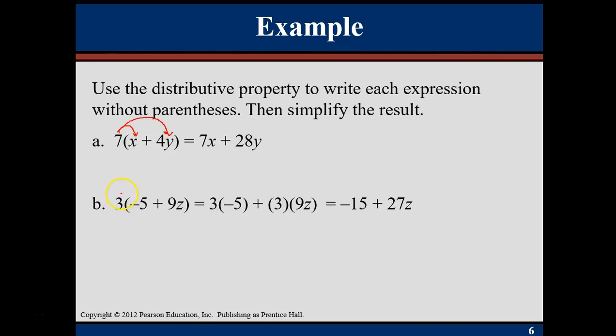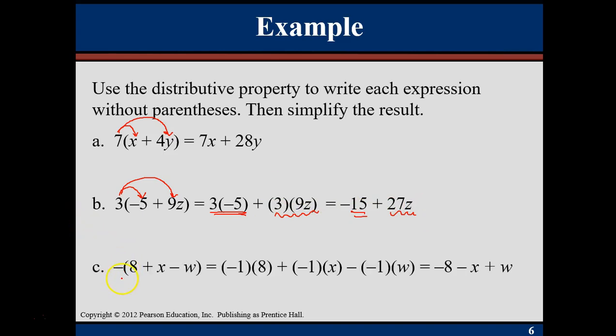If I want to distribute 3, I have 3 times the negative 5, 3 times the 9z. Multiply, I get a negative 15, and 3 times 9z is 27z.